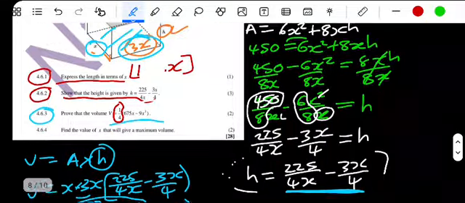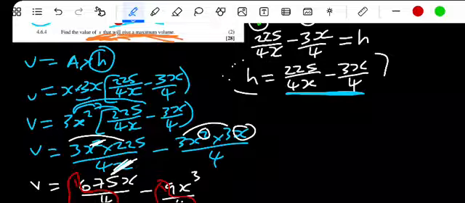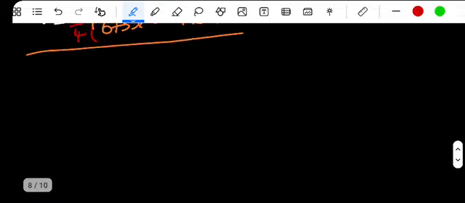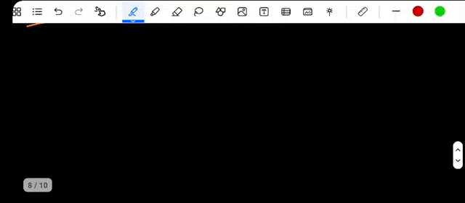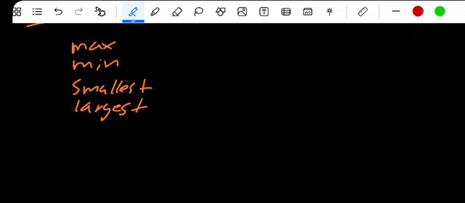Alright, so what is the last one? 4.6.4 says find the value of x that will give the maximum value. Okay. When you see, you must know, take note, when you hear the words like maximum, minimum, smallest, largest, nearest, approximate, yeah, those words like this, closest.